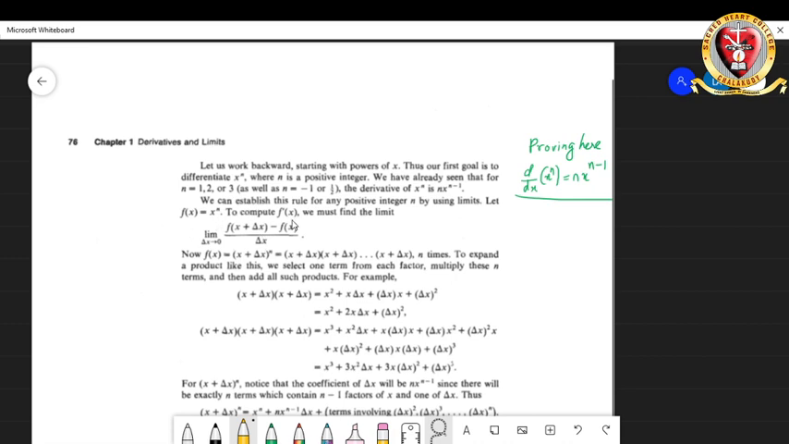First we have to compute f dash of x, that is our aim. We have to find f dash of x, which is nothing but the limit as delta x tends to 0 of f of x plus delta x minus f of x divided by delta x, right? So let's calculate. We know that f of x is equal to x raised to n. Here we are going to calculate f of x plus delta x.